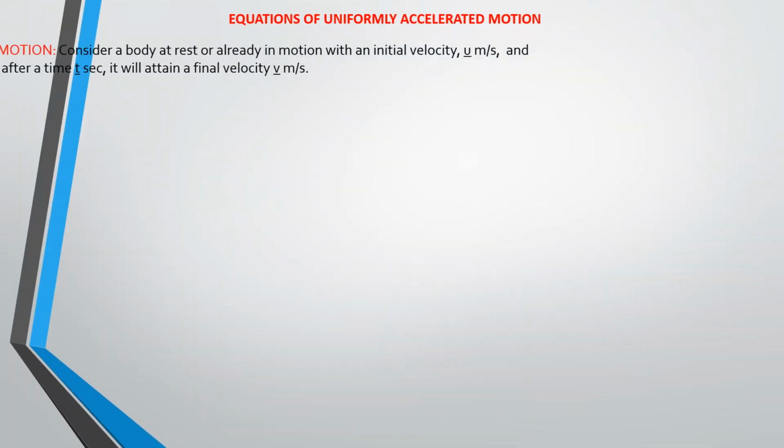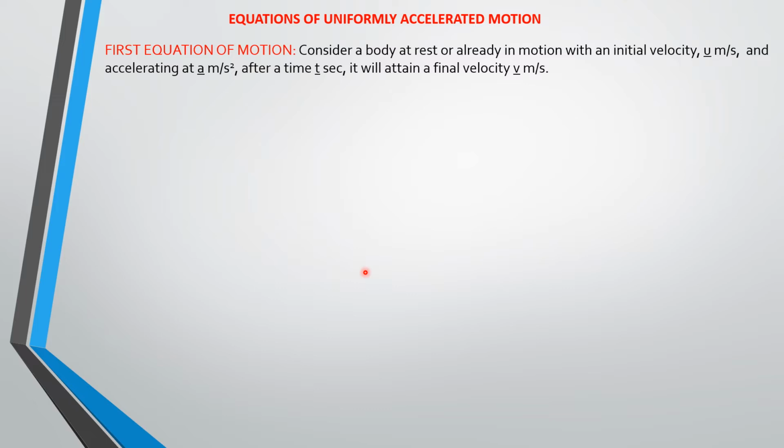Okay, so equations of motion, and we're looking at the first equation of motion. To derive this, we're going to consider a body that is initially at rest or already in motion with an initial velocity u meters per second and accelerating at a meters per second squared. After a time t seconds, the body will have attained a final velocity v in meters per second.